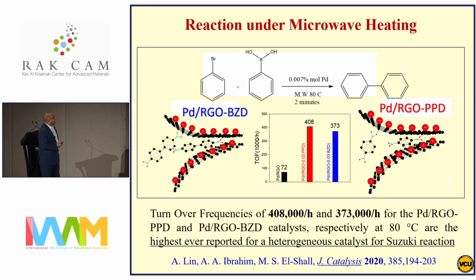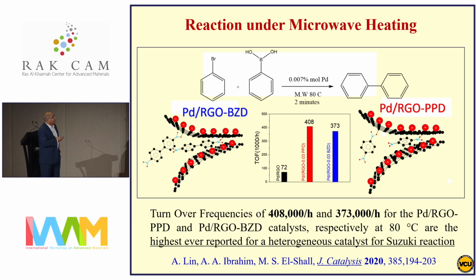So based on this study, using chemically modified reduced graphene oxide, we were actually able to use an extremely small concentration of the catalyst. You can see the catalyst here is 0.007% mole of palladium.